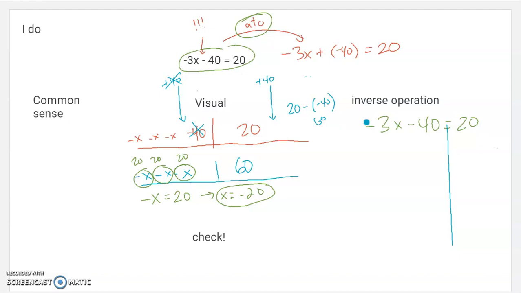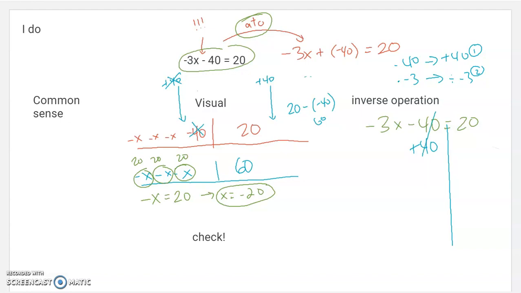Same old thing. I've got 2 operations. I've got times negative 3, which will turn into divide by negative 3, and I've got minus 40, which the inverse will be plus 40. And of course, I'm going to do them in reverse GEMS order. So that first, that second. So first thing I'm going to do is add 40 to both sides.